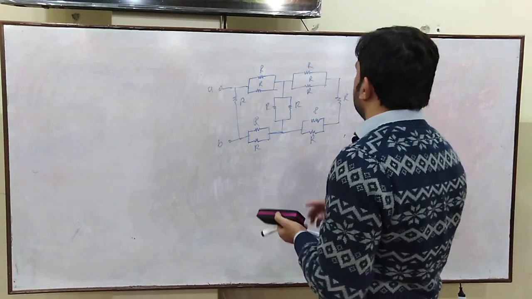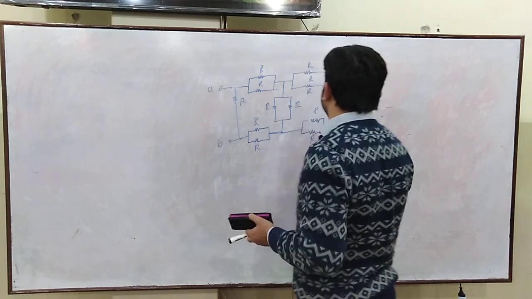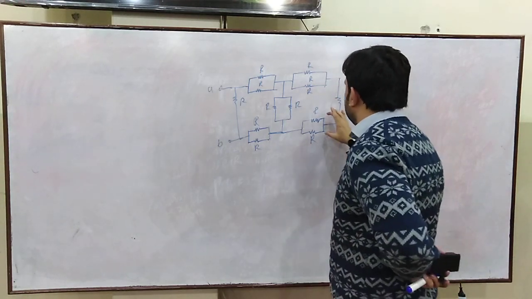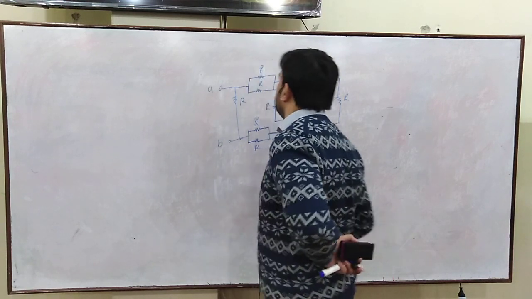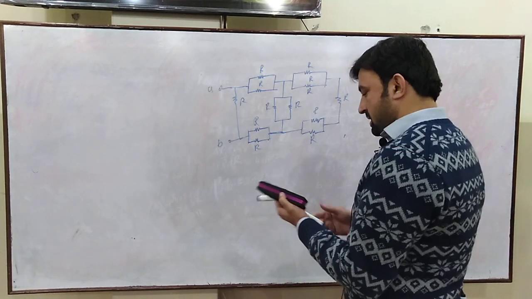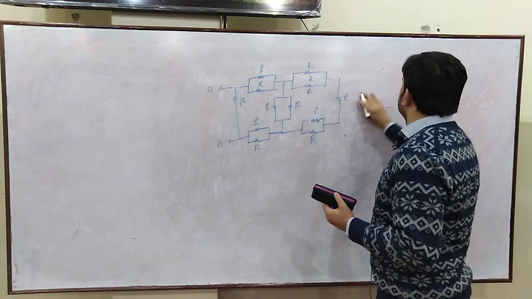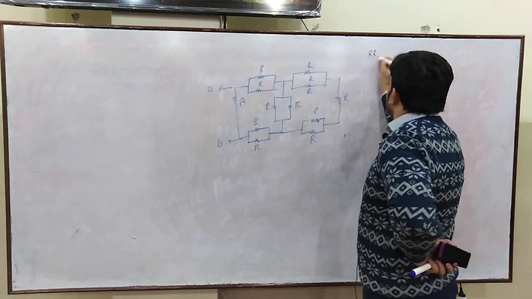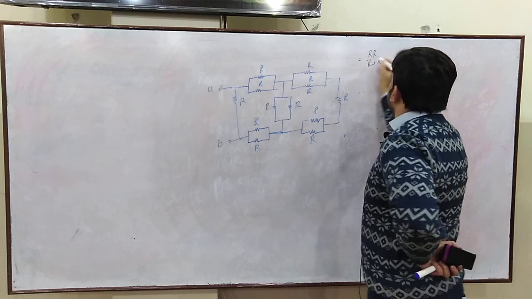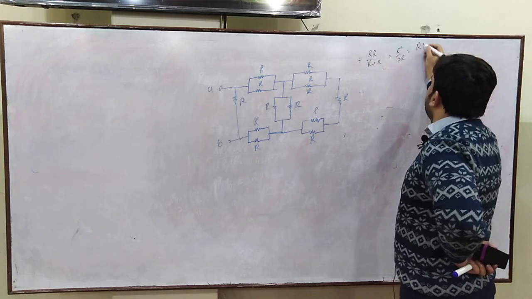So here you can see these two resistors are in parallel combination. These two are in parallel combination. These two are in parallel combination. These two are in parallel combination also. So first solve these resistors in parallel combination. Here R and R are in parallel combination. So this would be equal to R square divided by 2R. This is R by 2.